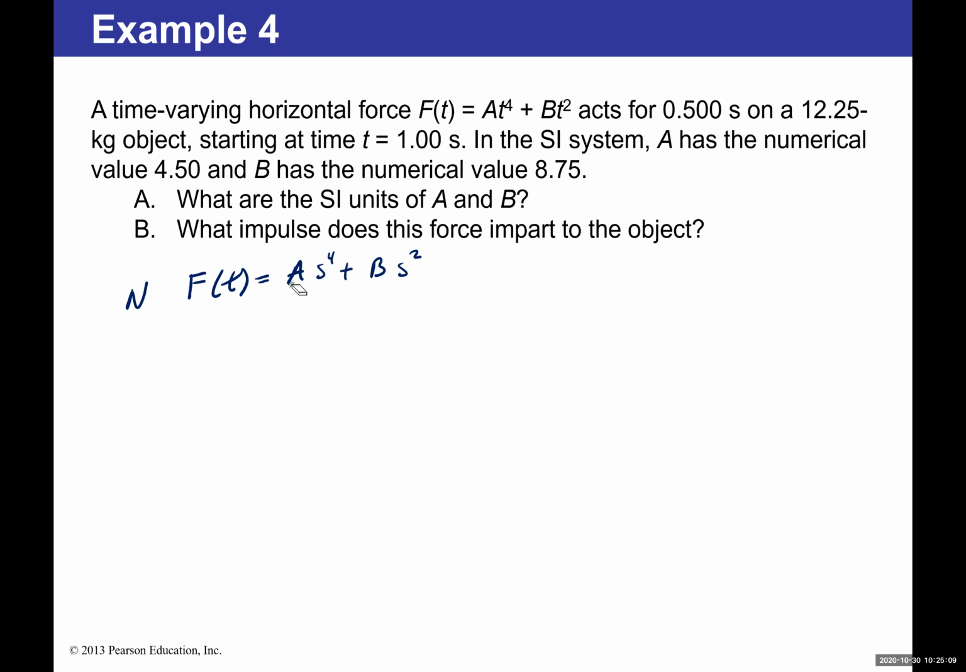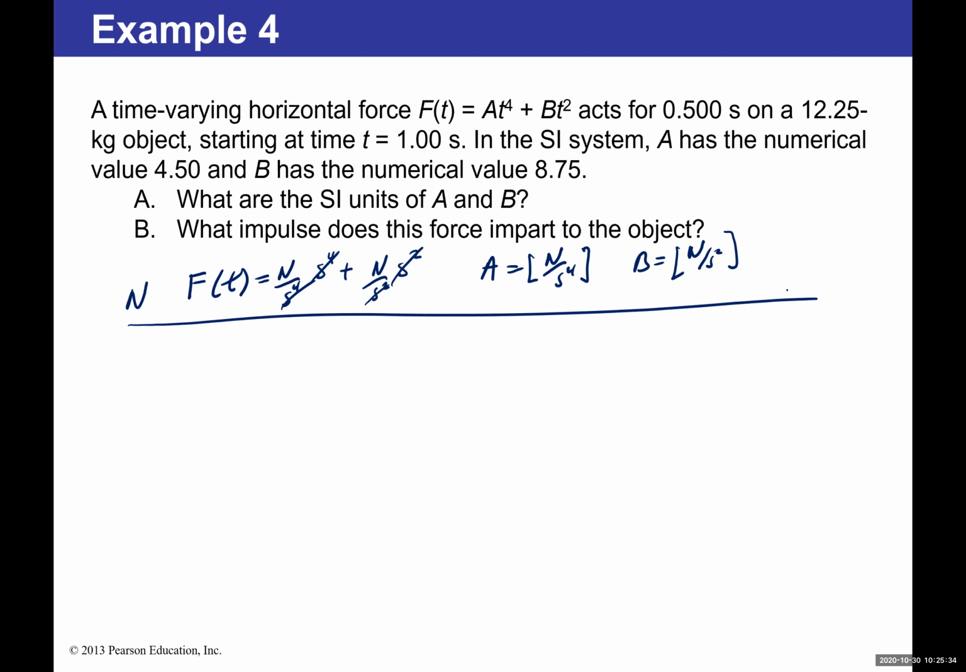That means A has to be newtons per second to the 4 to cancel those, and B has to be newtons per second squared to cancel that. That means A has units of newton per second to the 4, and B has units of newton per second squared in order for this whole thing to work out. That should be simple enough.